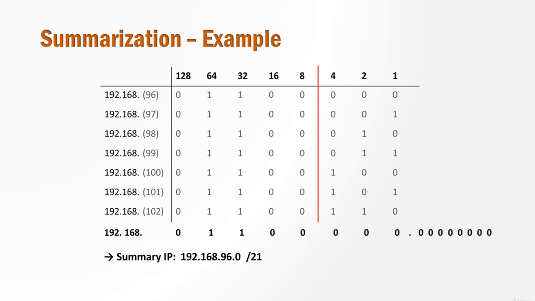It's 192.168.96.0/21. There is one more thing I want to mention here. So there's one more IP address that isn't listed here, but it does fit into this summary IP, and that's 192.168.103.0. So you should be careful when doing this, and I'm going to show you why right now.